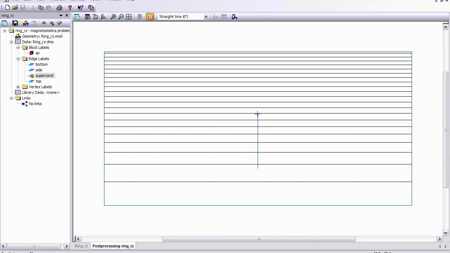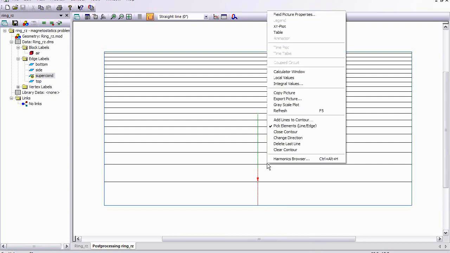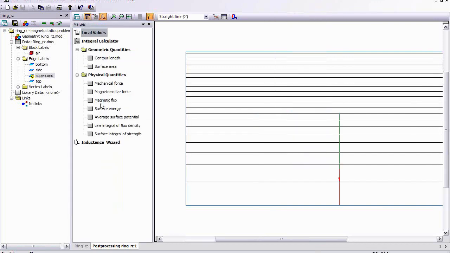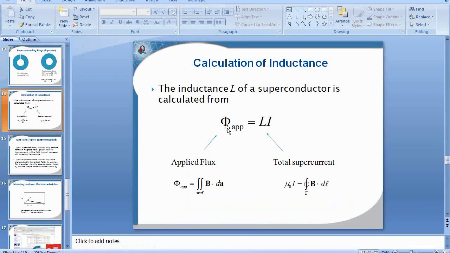here we will calculate the total flux inside of the ring, and I obtain negative 2.26 Webers. So this would be the total flux that's incident on the entire superconducting ring. I can then calculate my inductance, simply divide by the total current, and I have L in Henries. We're using SI units here.